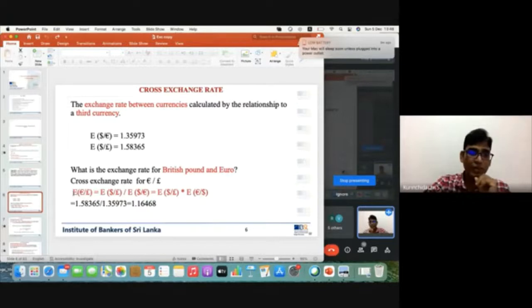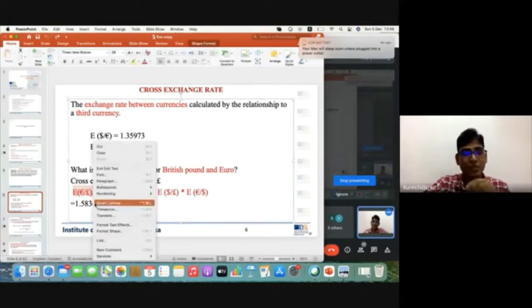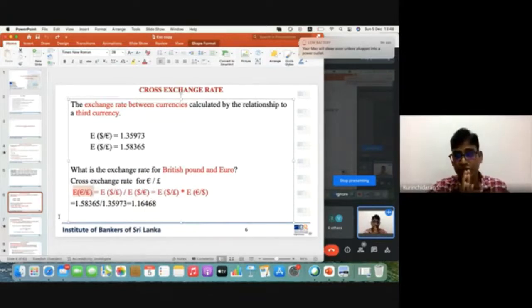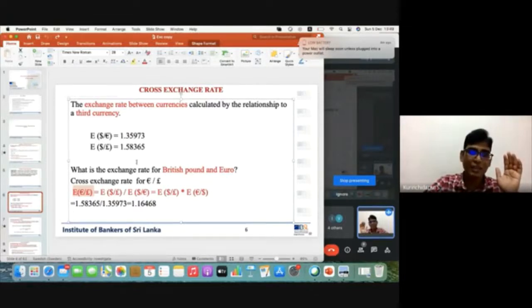If you are going to calculate euro to sterling pound, you can think of dividing the dollar to sterling pound rate by the dollar to euro rate, right? If you work that out, you will get a cross currency rate. It's straightforward, but the only thing is people get confused. So finally you have to double check the answer. Normally I'm going to get a euro to sterling pound rate. That means 1 sterling pound is worth how much in terms of euro.